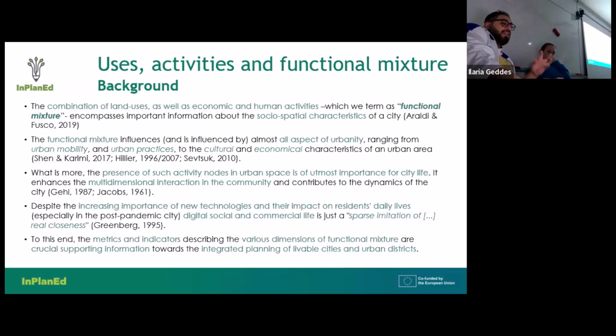Now about functional mixture and use and activities. I will try to be a bit more brief about it. You know the importance of land uses and functional activities and stuff like that. If you live in a city, I think it's one of the most easily understandable features of it. If you have a commercial area, a lot of people will be there. If you have a residential area, not so many people will be there, to say the obvious.